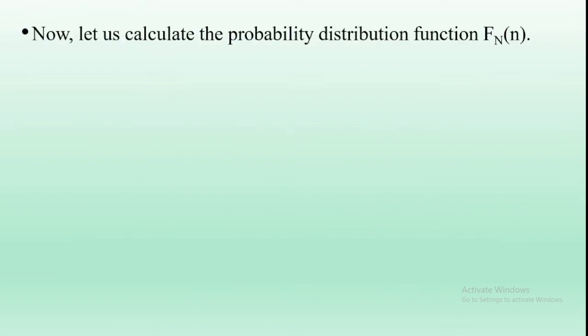Next, find out the cumulative distribution function for each value of n. Now here, what are the values of n? The values of n are 2 to 12. So calculate for n equal to 0 to 12 and find the corresponding probability distribution function or cumulative distribution function values.